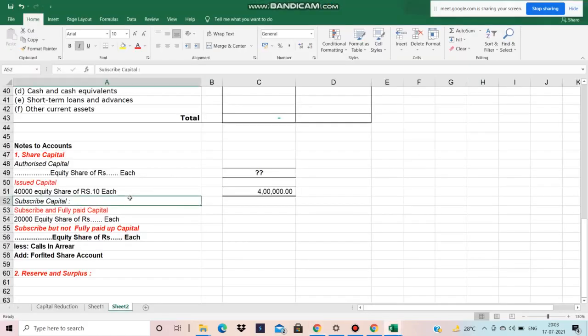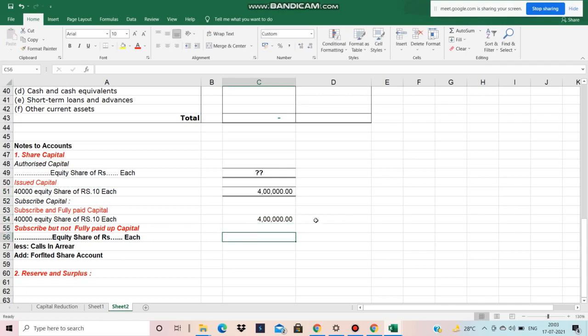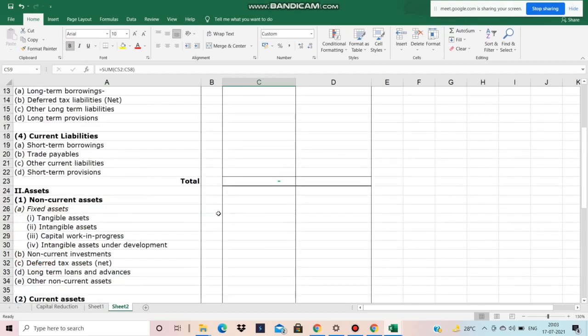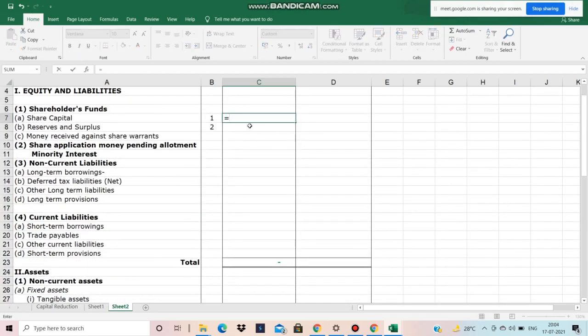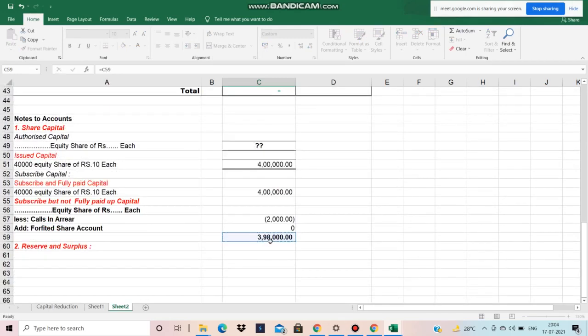Nothing is mentioned about the subscribed capital, so always put the same figure as issued and subscribed capital. So the issued and subscribed capital is 4 lakh, but there are calls in arrears of 2000. Nothing is mentioned about share forfeiture. As a result, the total share capital would be 3,98,000. Hope it is clear. Now from note number 1, the share capital is 3,98,000.